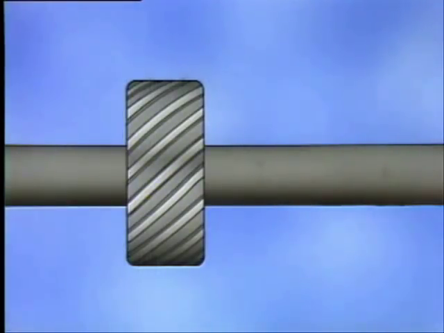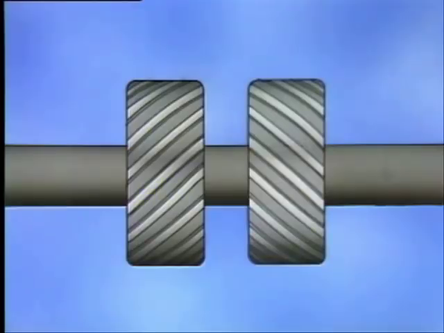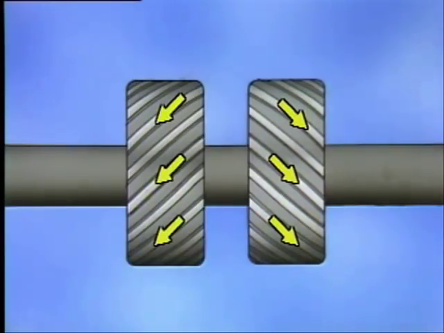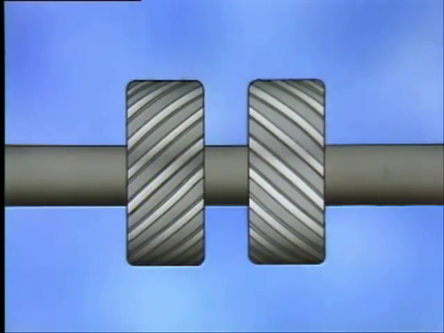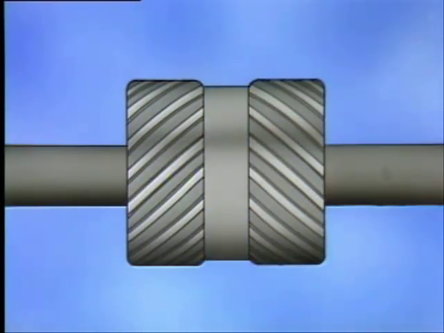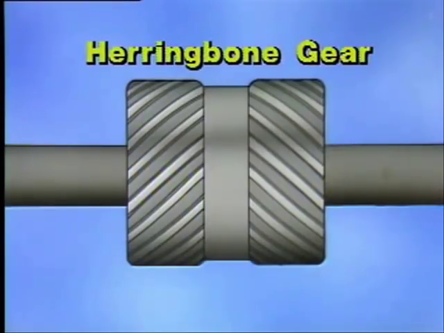Another way to compensate for the thrust is to add a second helical gear to the same shaft. This second gear's teeth are sloped in the opposite direction from the first helical gear, which acts to effectively cancel the thrust developed by the first gear. This arrangement is called a double helical gear. If this type of gear's right and left hands or sides are cut on the same cylinder, as shown here, the entire unit is referred to as a herringbone gear.